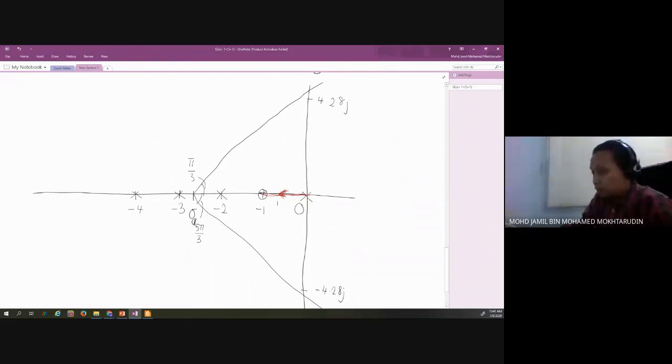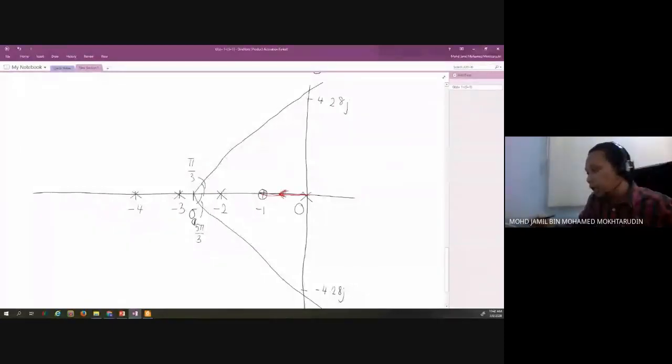So to ensure symmetry, the only possible way is the root locus is a straight line from this pole to the nearest 0. Okay, so this is the first root locus. Okay, so you know just now that the root locus must have 4 branches. So this is one of the branches, okay?